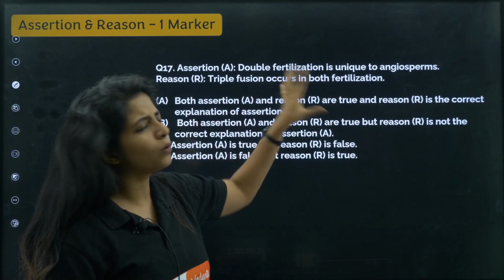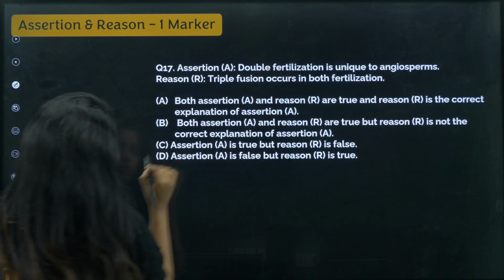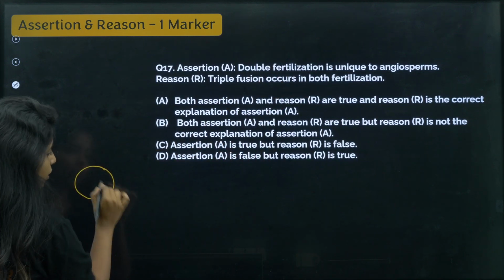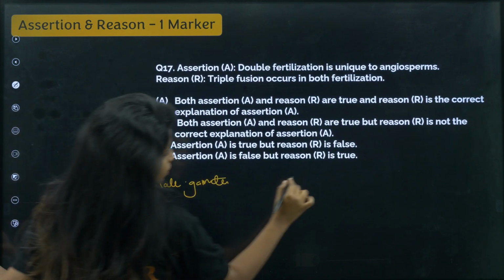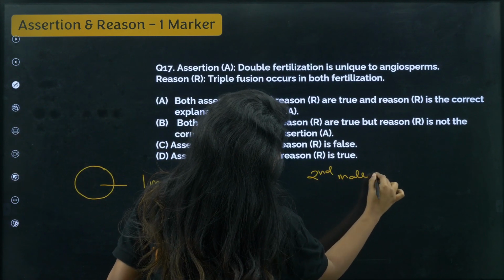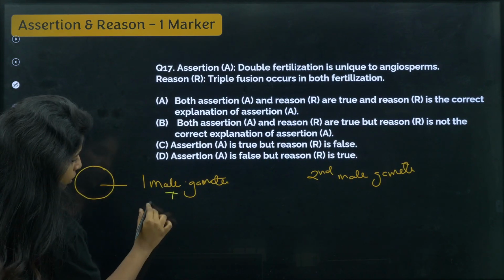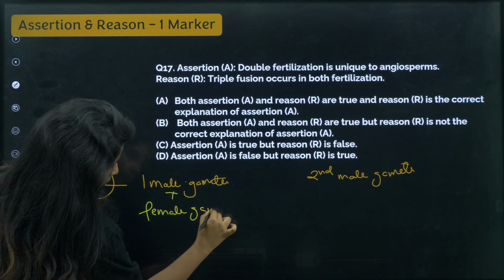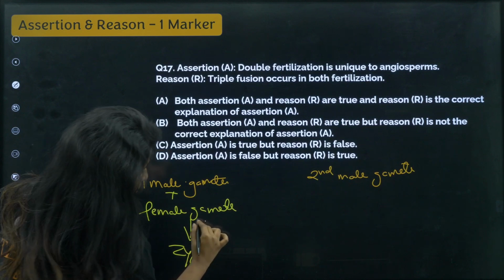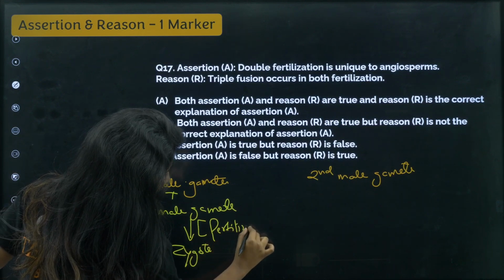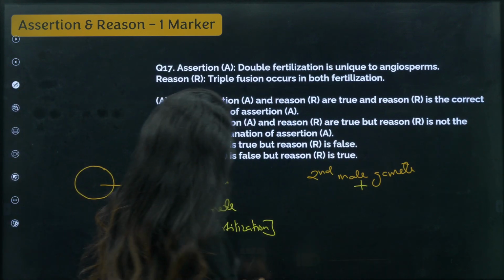Now, triple fusion occurs in both fertilizations. What both fertilizations? There are two fertilizations happening in the plant body, which is why it is known as double fertilization. So basically what happens is that one particular pollen grain carries two male gametes. So there is one male gamete and this one is the second male gamete. First fusion takes place with the female gamete over here and this gives rise to zygote. And this procedure is known as fertilization.